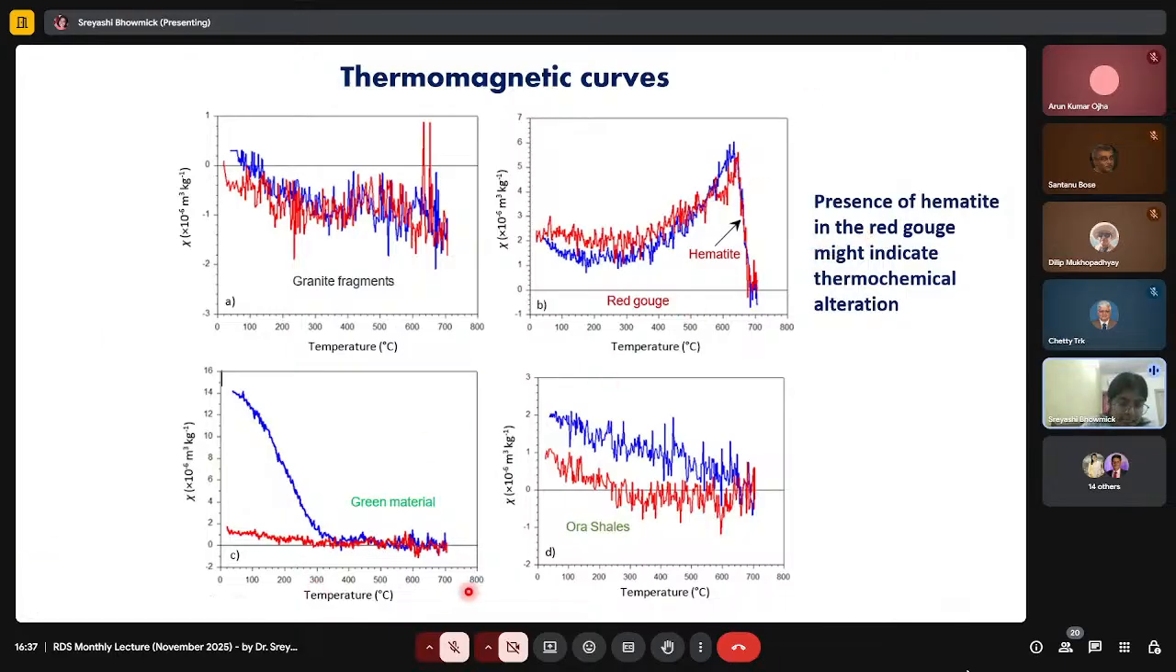Apart from this, in the green material, we could not see much signature, but if we look at the cooling curve, so this is the warming curve and this is the cooling curve, we see that there's an increase in the bulk susceptibility. Now, this could be an artifact, or else it can also indicate presence of very fine-grained iron-bearing phases in the clays, which is also very common.